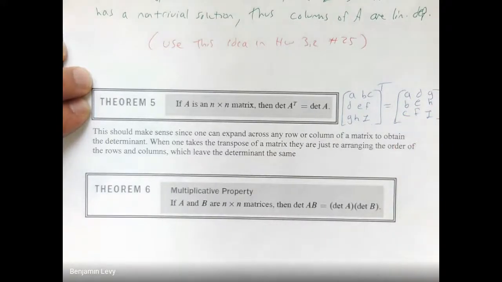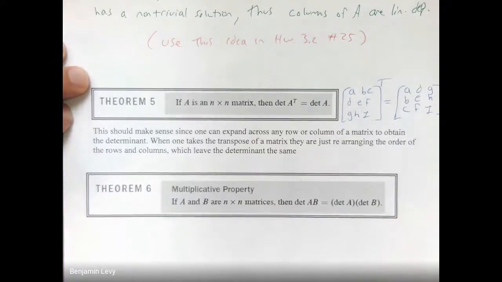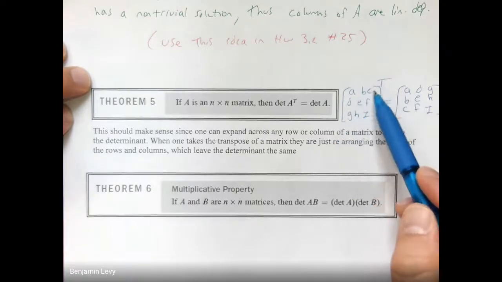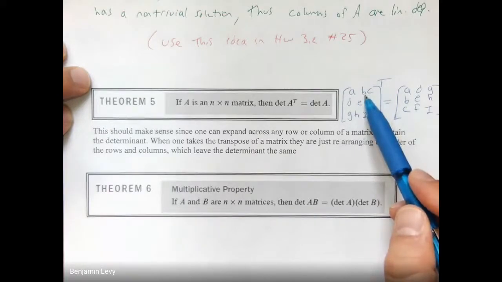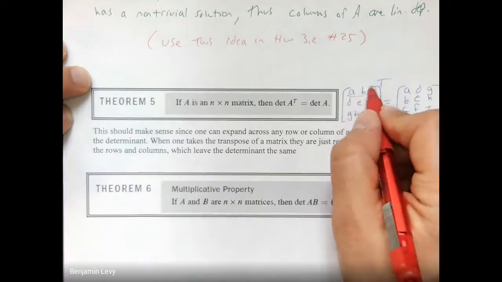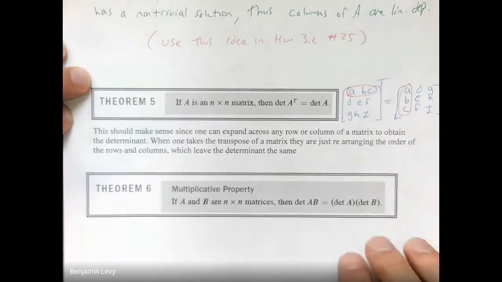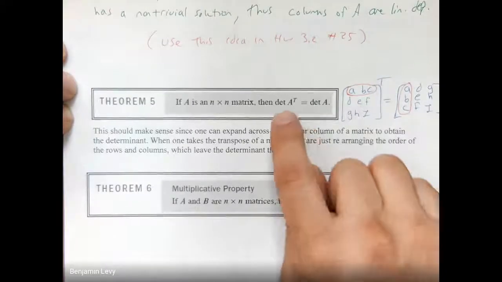And so, in other words, when you do a transpose, you're just rearranging the columns and the rows. You're not changing any entries. They still are in the same order. And since you can expand across any row or any column, the determinant stays the same, right? In other words, expanding across this row A, B, C is the same thing as expanding across this column. And so we get the same answer when we do the determinant of the transpose.